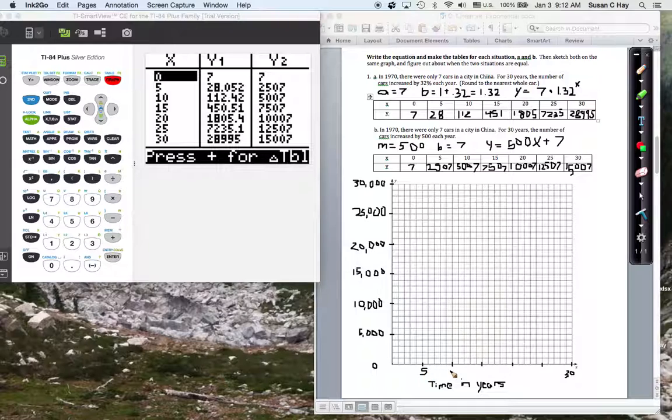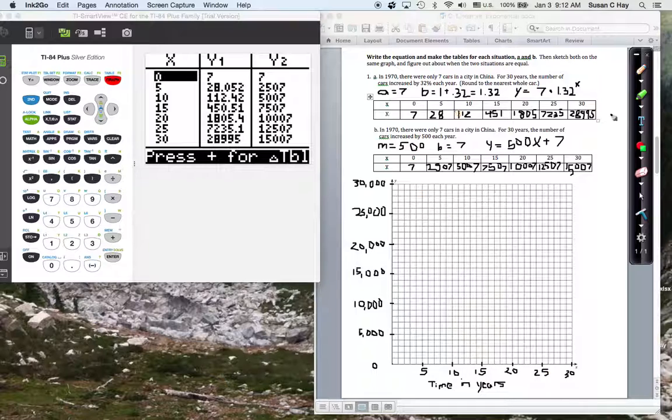10, 15, 20, and 25. So now you've got it labeled every 5 years, which is very handy because that's pretty much what your table is showing you. Then you're going to plot the points and sketch in the curves.